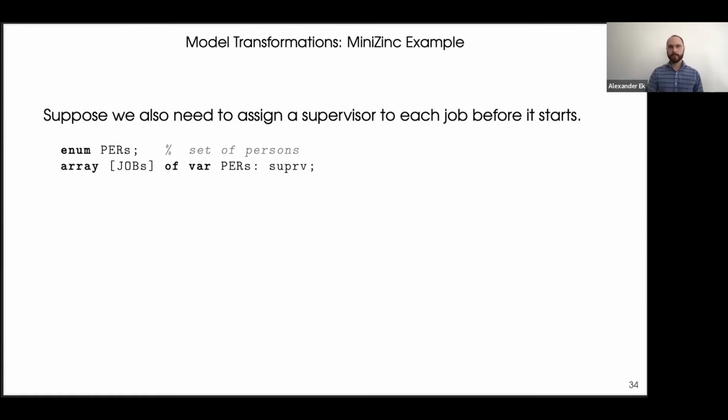All right. Here is another example. Let's say in our job shop scheduling problem, we have an extra decision. Suppose we also need to assign a supervisor to each job before it starts. So here we have an enum of persons, and the persons are always the same, so this is not online. We have an array: given a job, who is the supervisor?